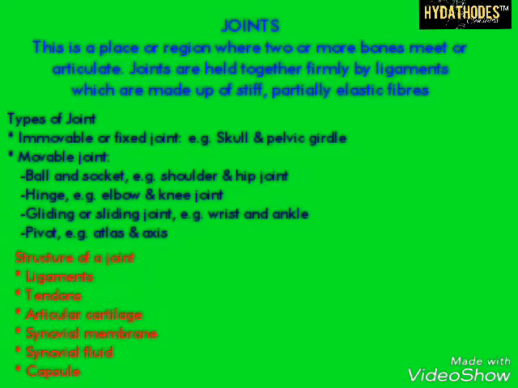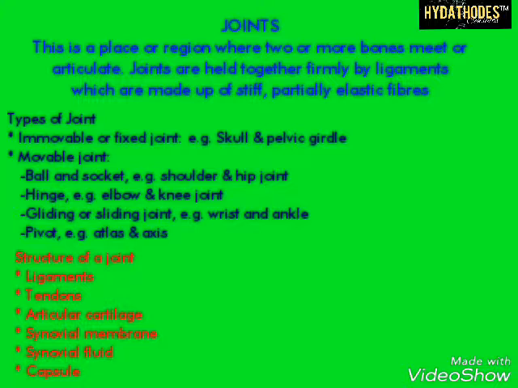Celsius. 3, gliding or sliding joint. The gliding joint allows the sliding of bones over one another. 4, pivot or rotating joint. Pivot joints allow nodding or rotation of one part of the body on another.